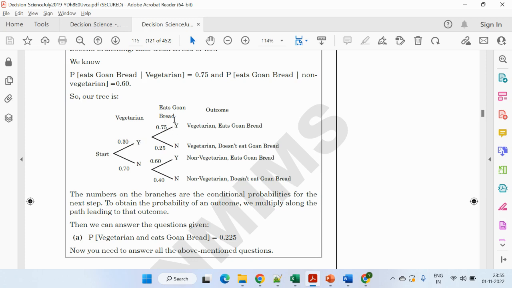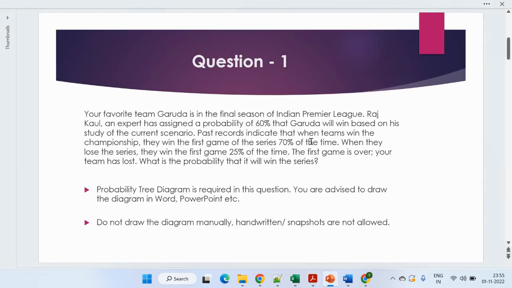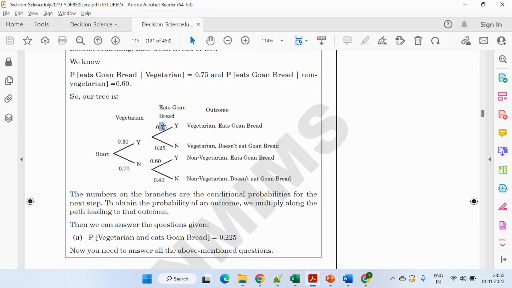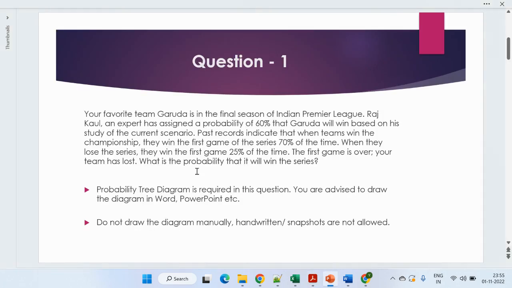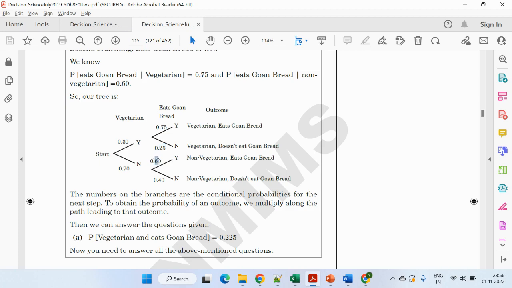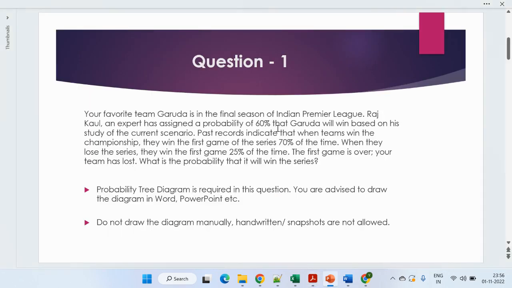But the final game is dependent on your first series, so here you need to specify that the first part comes as winning the game, right? So this part will be 70%, and this part will be 30%. In the next game it will be 25%, and it will be 75%. In this case it will be reversed, right? Because the chance of winning is 25% when you lost the first game, right? And if you talk about the first game, it's 60% and 40%, which is already specified. So this way you can draw a probability tree diagram.